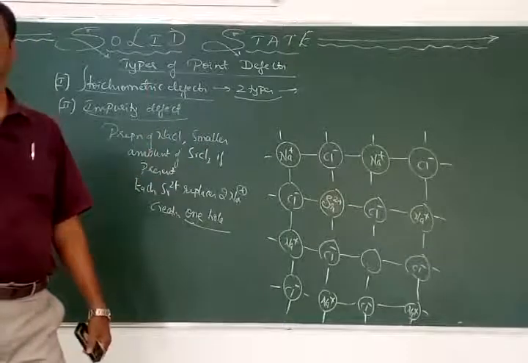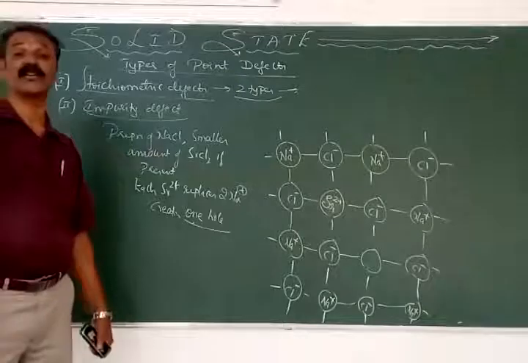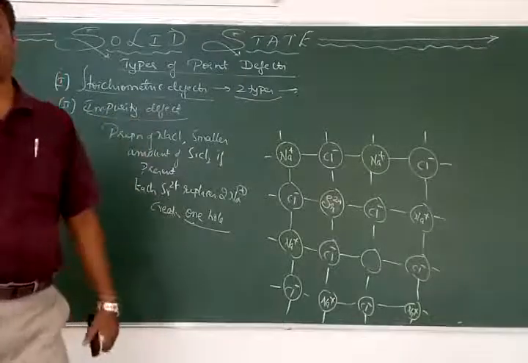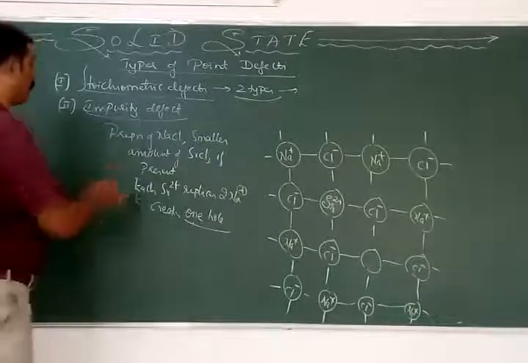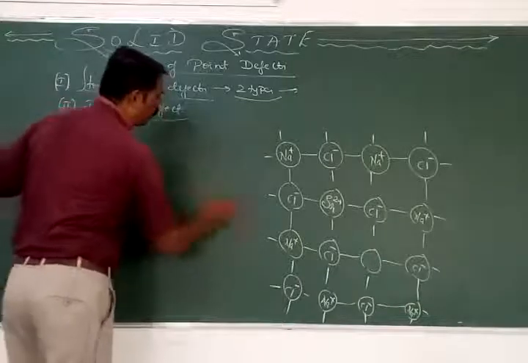Instead of the original substance, another minor part of a second substance is present, and that acts as an impurity and changes the stoichiometry. That is why it is called the impurity defect. Okay. Let us have the third one, or the last one.